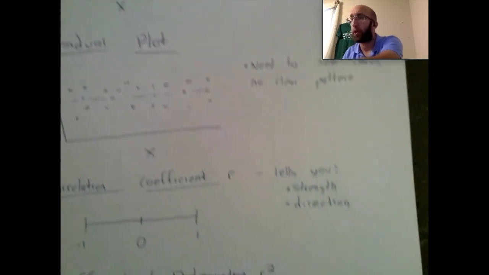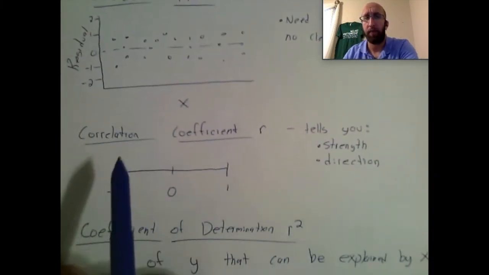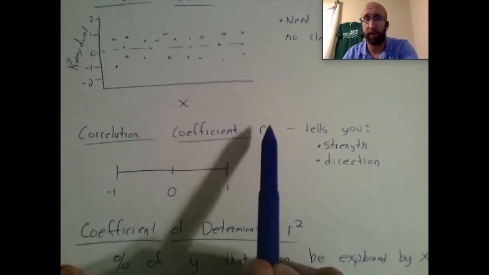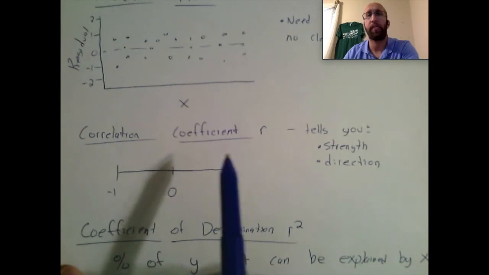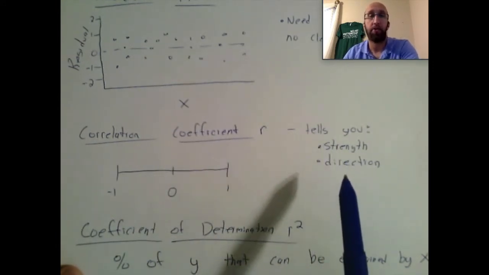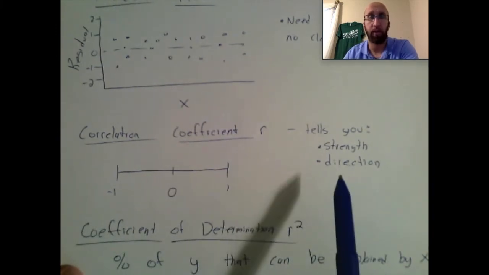Other ways we can try and figure out if a line of best fit is a good choice: we have these two pieces at the end. A correlation coefficient that is represented as r. What this is going to do is tell you the strength and the direction that your line of best fit is going. So it's going to tell you strength and direction.